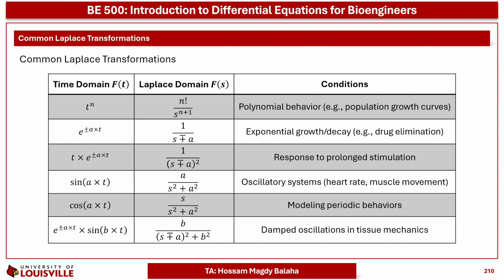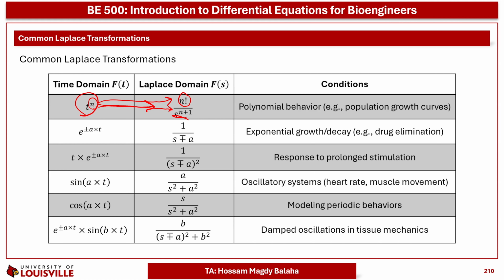If we have t raised to the power of n, the corresponding Laplace transform will be the factorial of n over s raised to the power n plus 1. So take n here, increment it by 1, and put it in the denominator as a power of s. And then take that n and put it here in the factorial.